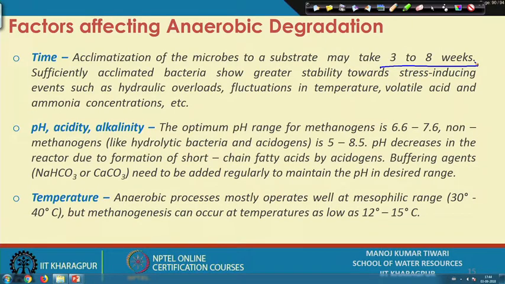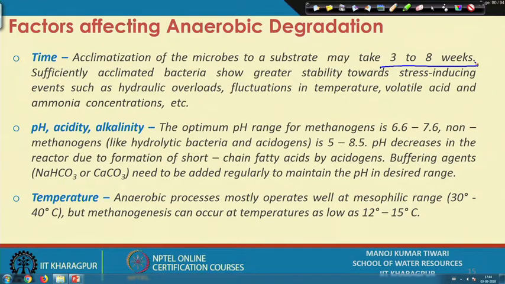If we start with an acclimatized group of microorganisms to begin with, we can reduce this time. So, that is again an advantage of starting with acclimatized sludge or acclimatized bacteria, which show greater stability towards the stress which comes at the startup phase, particularly in the form of hydraulic loads, fluctuations in temperature, the level of various volatile acids, pH changes, the ammonia concentration, those kinds of things.